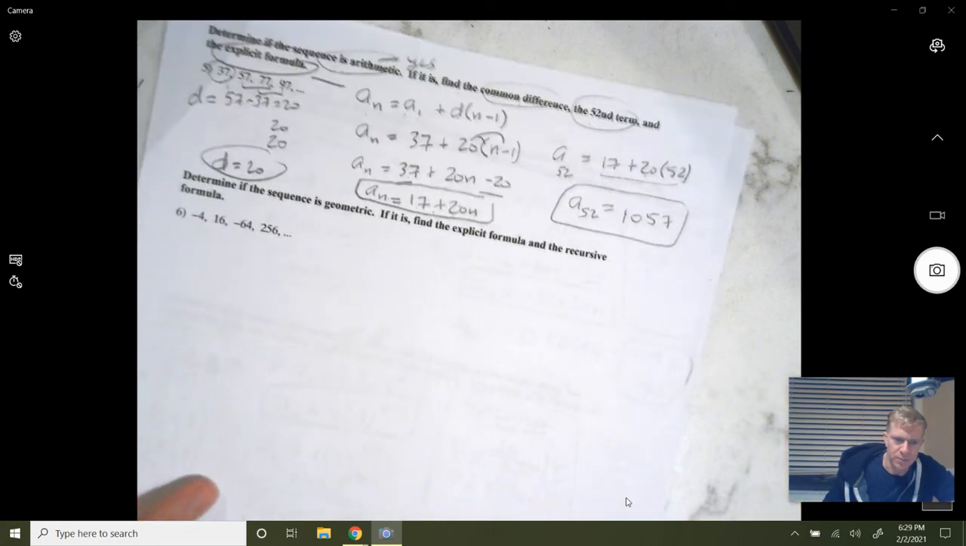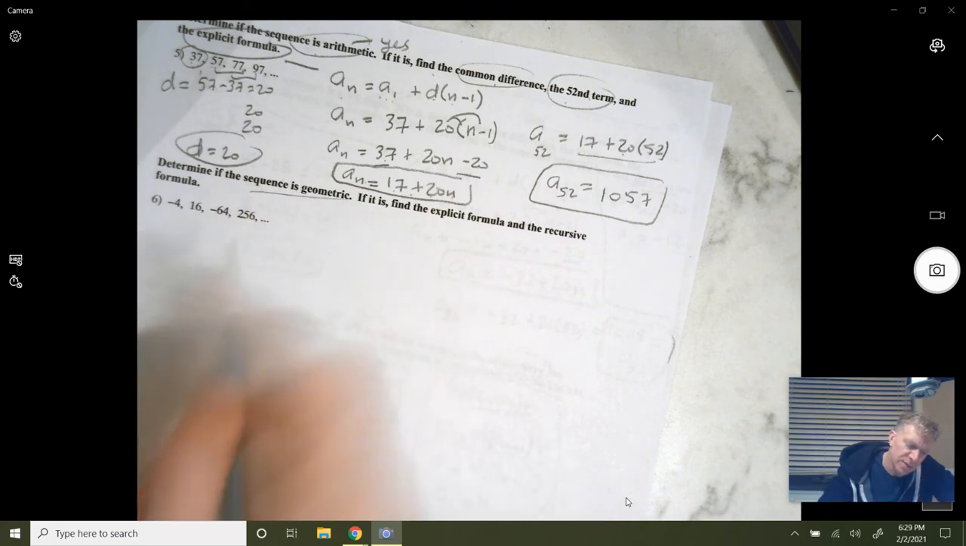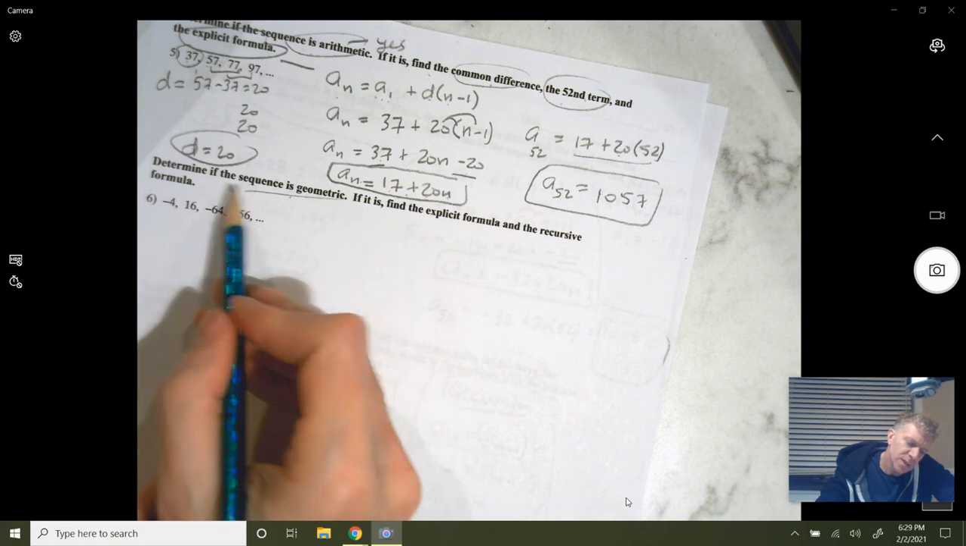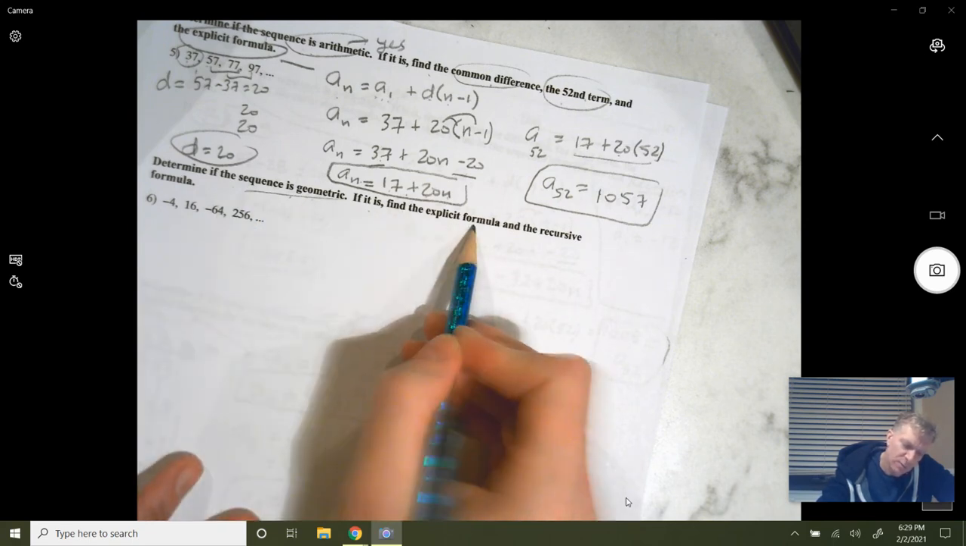And the last problem, and we're almost done. And then you are free for the day. Make sure you submit this under the homework. Okay, determine if the sequence is geometric, and if it is, find the explicit formula and the recursive formula.